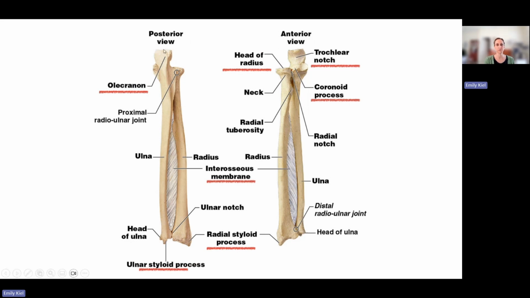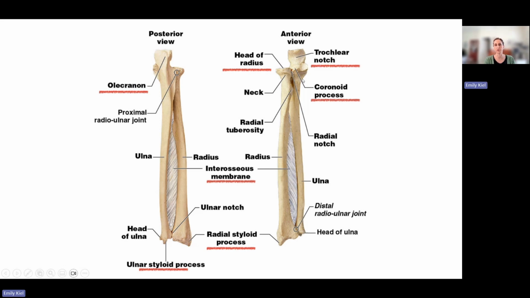We've got a posterior view. There's that olecranon, which is your elbow. Your ulna has a little styloid process that's going to come out inferiorly, and then your radius also has a styloid process as well. The radius and ulna fit together at the ulnar notch. You have an interosseous membrane of fibrous tissue between the radius and the ulna.